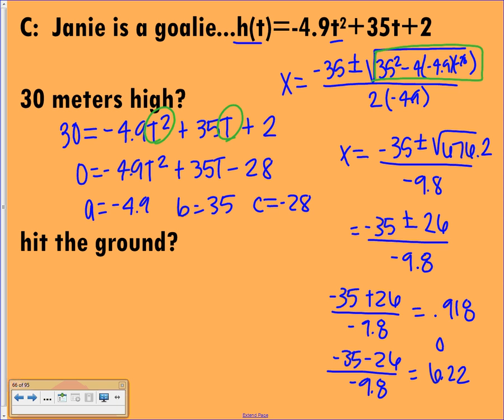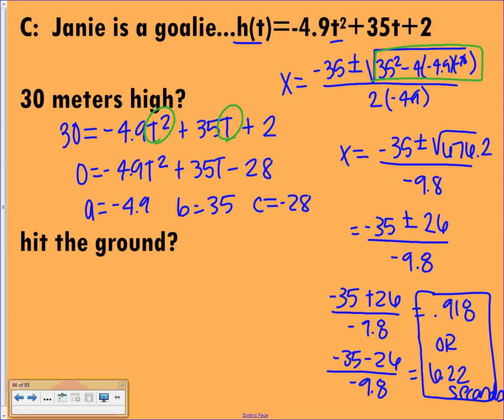Okay. Now the question is, does that really make sense to have two answers if we're talking about a goalie punting a ball? Well, it should, because she's going to punt it. Okay, she's maybe going to punt it from here. Ball is going to go up and then it's going to come back down. So it's going to be 30 meters high at two different spots. Okay, so we should have two answers here. That should make logical sense. We should label this seconds, so I know that you know we're talking about time. Okay. Example D says, when will Jane's punt hit the ground?